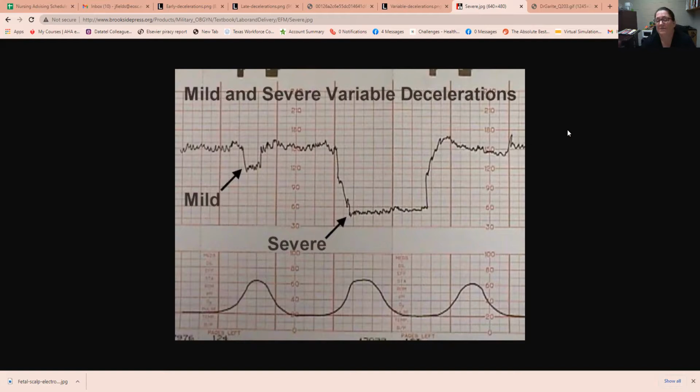Okay. I would like to see more of the strip past this. Now, sometimes if you're having a lot of these variable decels, you'll see the variability start to decrease because the fetus is getting tired, and that's something else that we watch. But this is a mild variable. This is a severe variable decel. This is still not rush to C-section. This is, I'm in the room trying to get this to recover. When it recovers, I'm probably going to let that provider know about it.